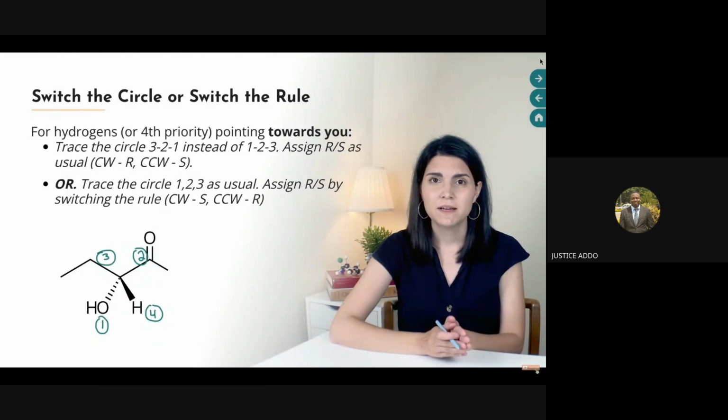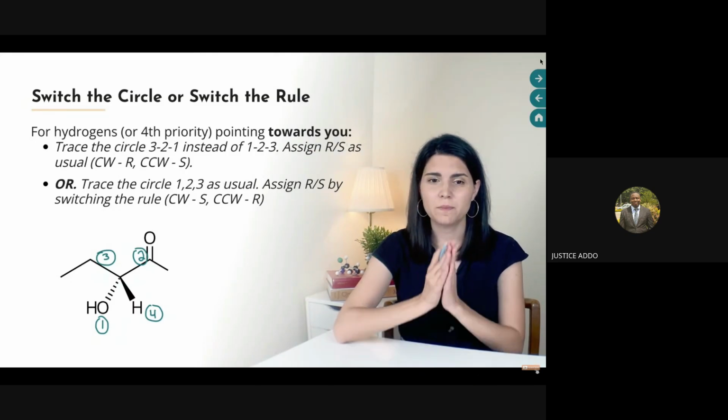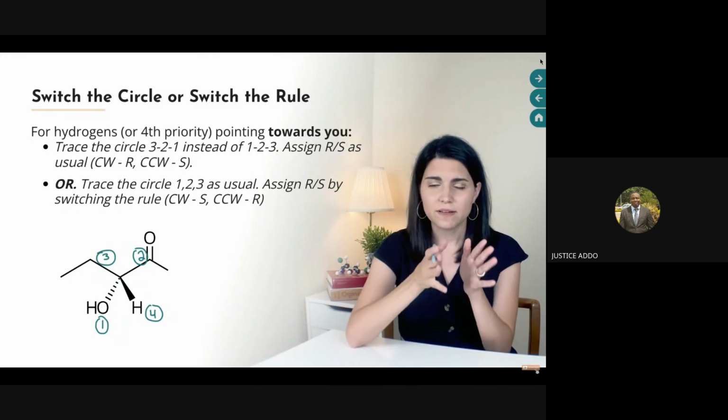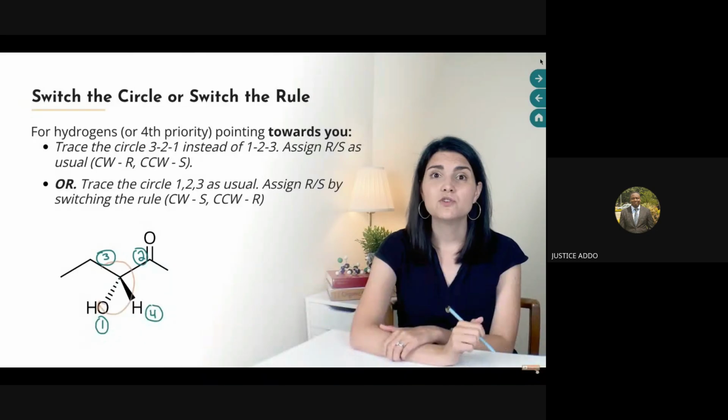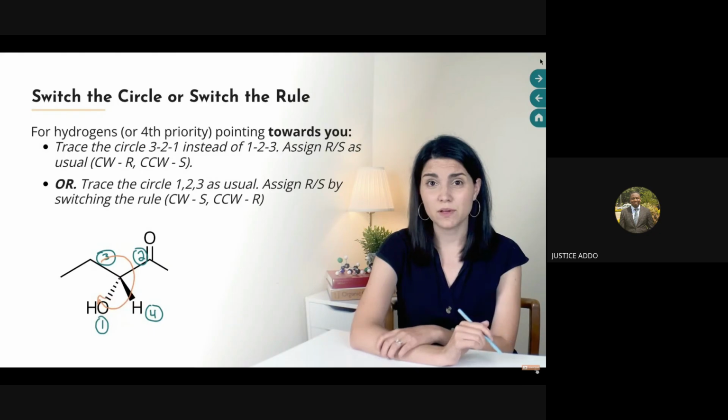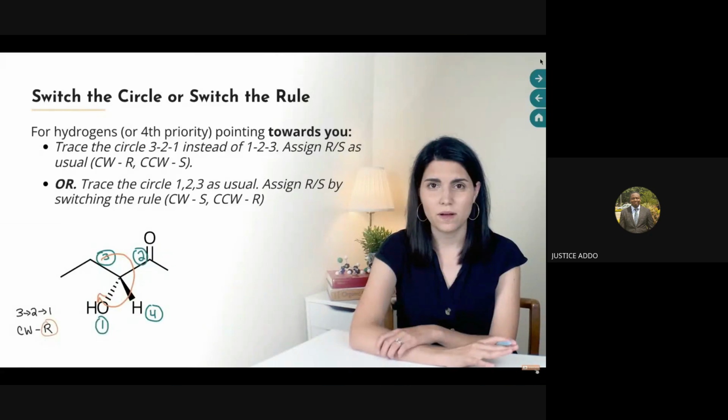If the hydrogen is on the front, so on a wedged bond pointing towards you, and only if this is the case, you can draw the circle from 3 to 2 to 1 instead of 1 to 2 to 3. And then apply the RS label as usual. R for clockwise, S for counterclockwise. I like to do it this way because that keeps the R to the right intact. So in this case, doing the circle from 3 to 2 to 1 would give us the R configuration.